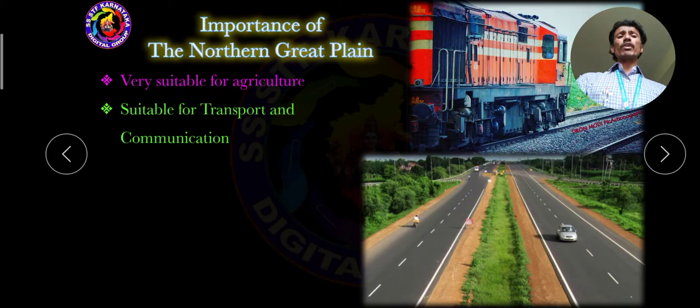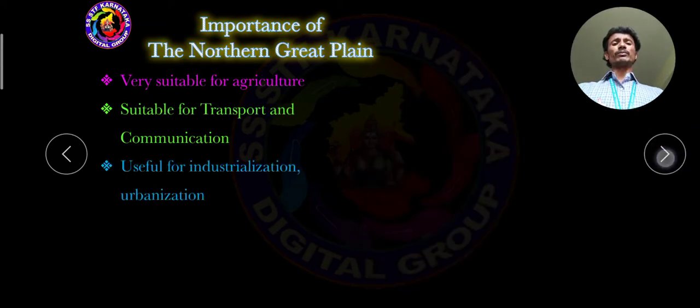Then suitable for transport and communication, because that is a flat land. So that is the reason the northern Great Plains are very suitable for transport, and even for communication, conveying messages from one place to another. We know about the postal department, courier, etc.